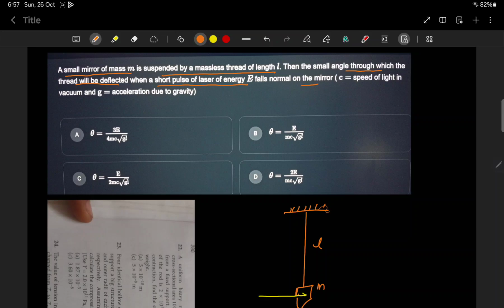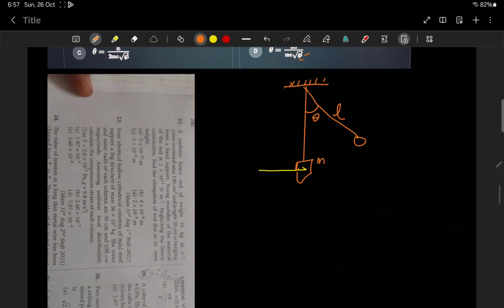So the energy is falling exactly perpendicular to the mirror. Because of that, the mirror goes to some height, with the same length L. The question is, what is the angle of deflection theta? This is what they are asking. Here you can see the answer is in terms of E, m, c, g, L.